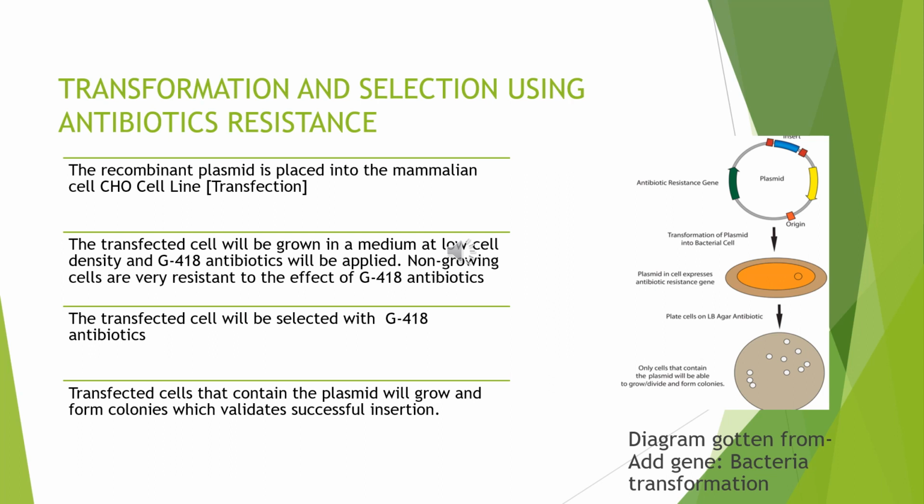pCI-neo has a neomycin phosphotransferase gene, which is a selective marker for mammalian cells. The transfected cells will be placed in a medium and antibiotics will be added. Non-transfected cells are not resistant to the effect of G418 antibiotics. The transfected cells that carry the plasmid will grow and form colonies, which validates successful insertion.